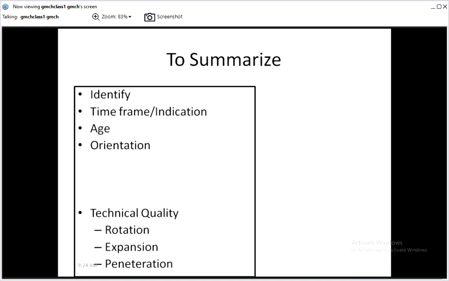So to summarize, this is what we have discussed. First you have to identify, then you have to look for the time frame and indication, age and orientation. These are the basic four things.